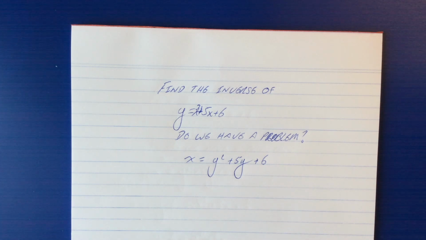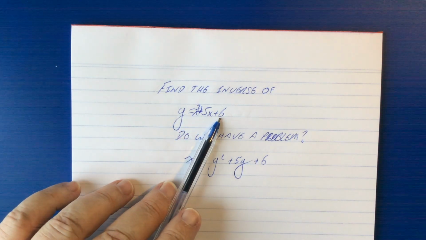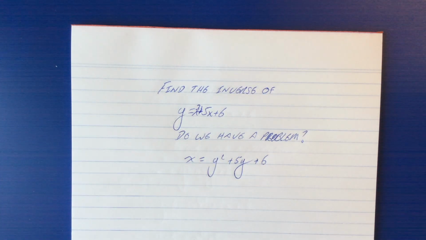Hi, I'm an old guy and I do maths, and the task today is to find the inverse of this expression, x squared plus 5x plus 6. And below that I've just written the question, do we have a problem? This is potentially the problem.